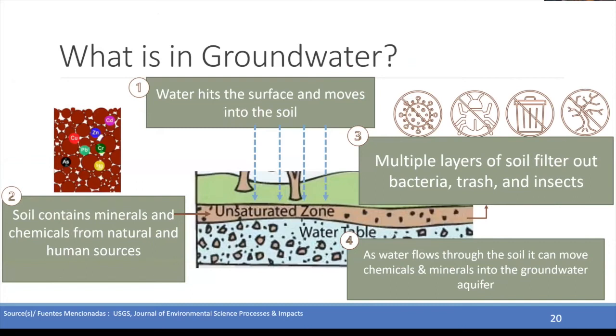So now on slide 20. So what is in groundwater? So beginning when water hits the surface and moves into the soil and moving through the land surface into the water table, the soil that it's moving through also contains minerals and chemicals from both natural and human sources. So multiple layers of soil can filter out trash and bacteria and insects. And as water flows through the soil, it can also move with it chemicals and minerals into the groundwater aquifer.